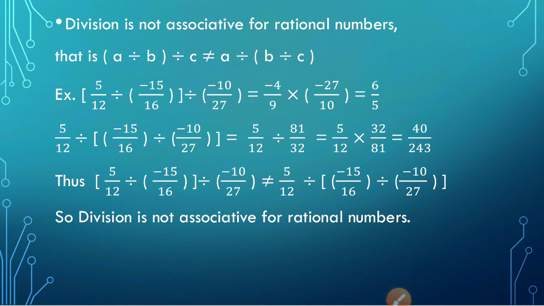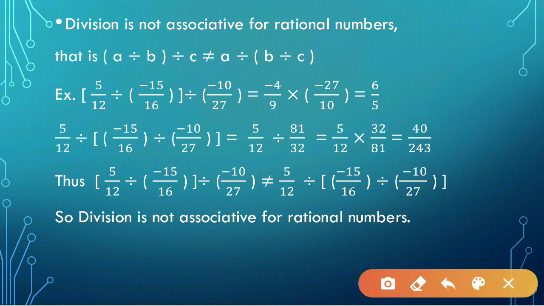Next, in the associative property, division is not associative for rational numbers. What will be the condition? The sign will convert into divide only. A divide B in one bracket, divide C, is not equal to A divide, in bracket, B divide C. Let's understand it by one example.